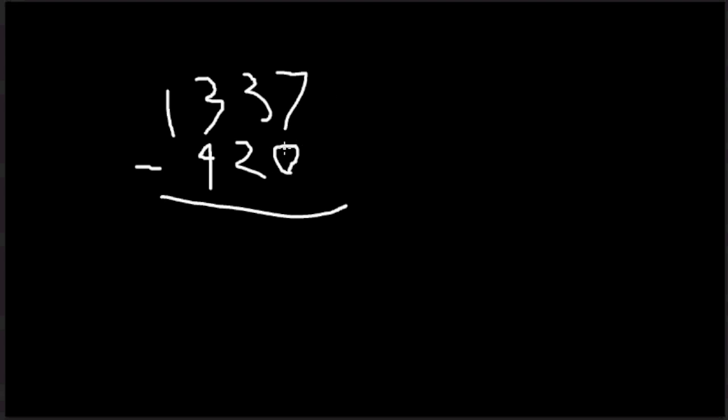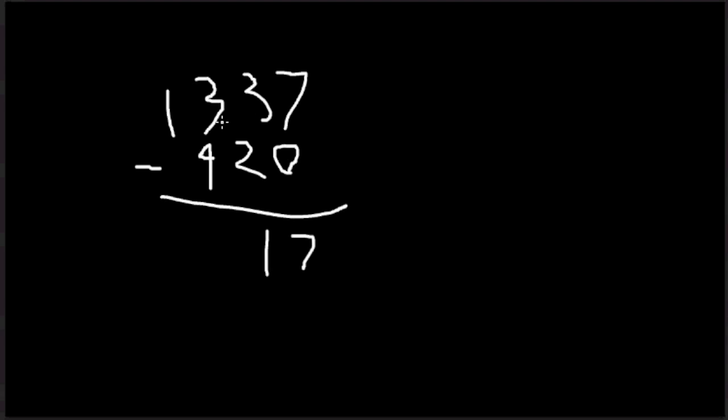So 7 minus a 0 is still a 7. We're going to put that right here. A 3 minus a 2 is a 1. And wow, I didn't expect this. We're going to have one of these, okay? A 3 minus a 4.